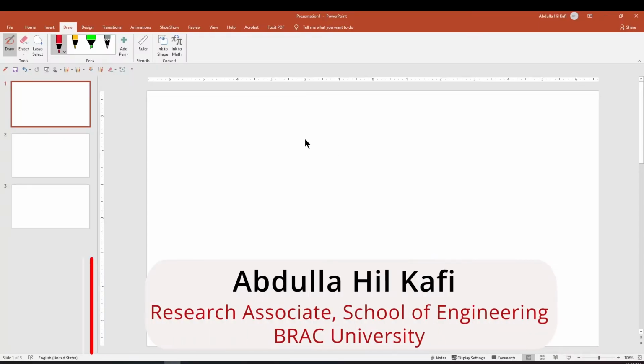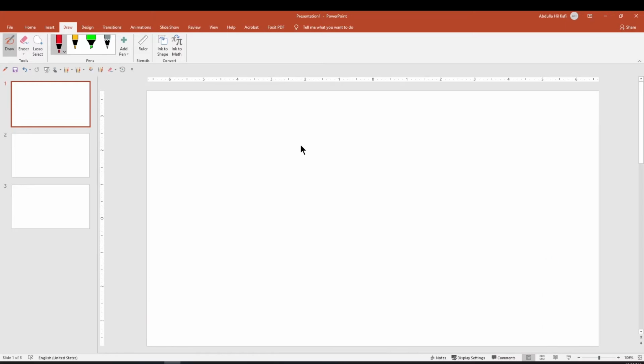Hello everyone. Today first we will learn about the multiplexer. A multiplexer is a combinational circuit that selects binary digital information from one of many input lines and directs it to output lines.